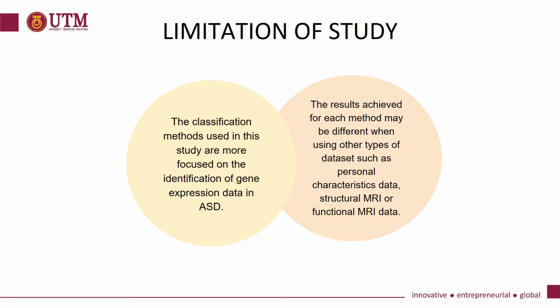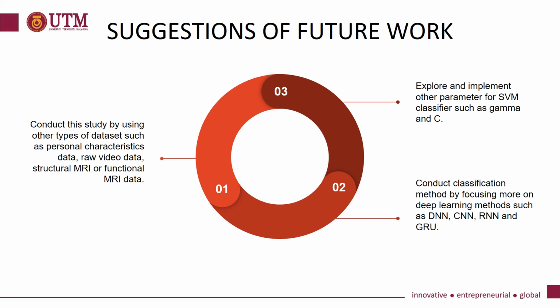However, there are some limitations that have been encountered during this study. The classification methods used in this study are more focused on the identification of gene expression data in ASD. The results achieved for each method may be different when using other types of datasets such as personal characteristics data, structural MRI, or functional MRI data.